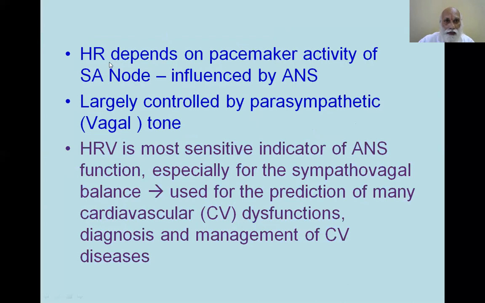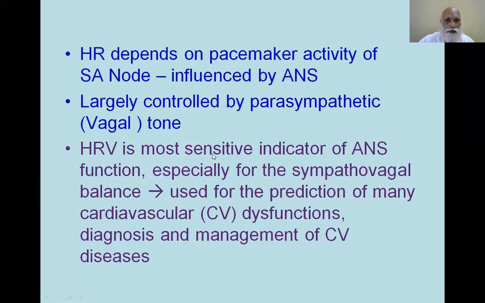In earlier classes during the CVS chapter, heart rate depends upon the pacemaker activity of the SA node, and this in turn is influenced by the autonomic nervous system. Whenever we say autonomic nervous system, we are talking both about the parasympathetic and the sympathetic. During rest, it is largely controlled by the parasympathetic tone, or what we call vagal tone. Rather, we usually say the heart rate variability during rest is essentially a parasympathetic phenomenon. We cannot rule out sympathetic activity changes, but they are relatively minor during rest.